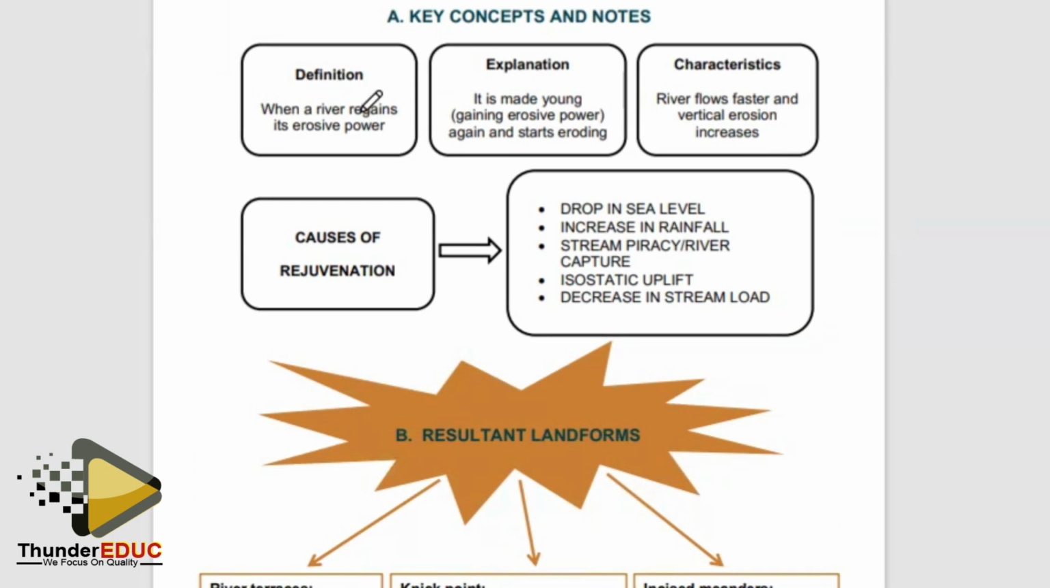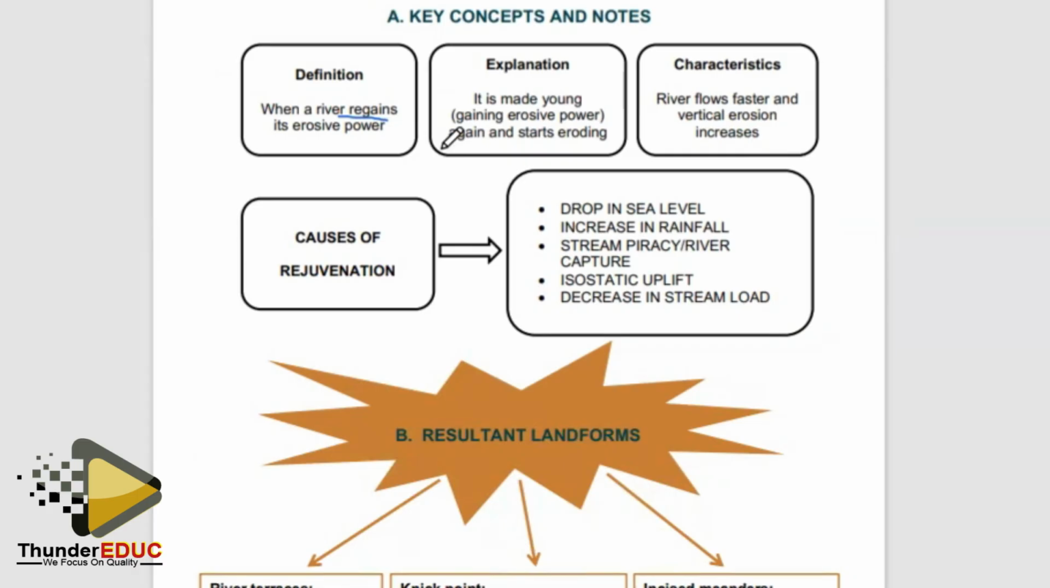So the definition is simple. The river regains its erosive power. The river now is getting younger, is now having more energy to cause vertical erosion. That is basically the definition of river rejuvenation.